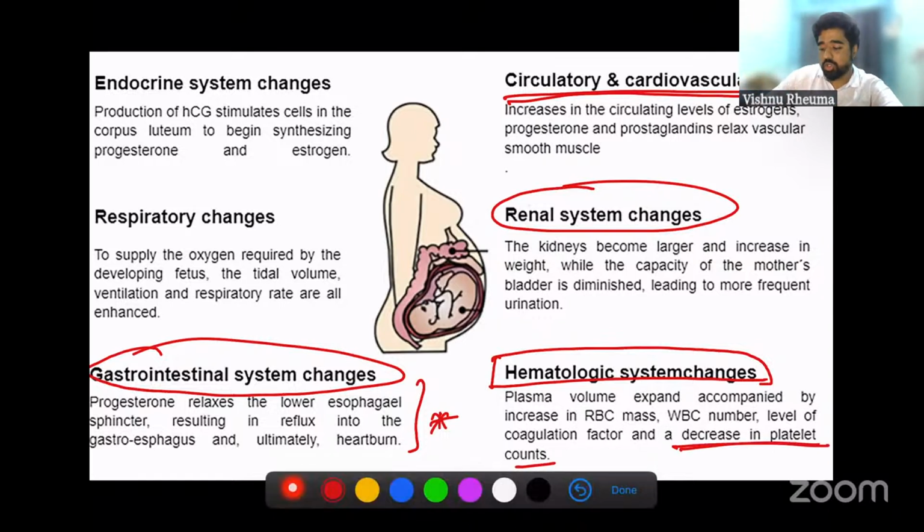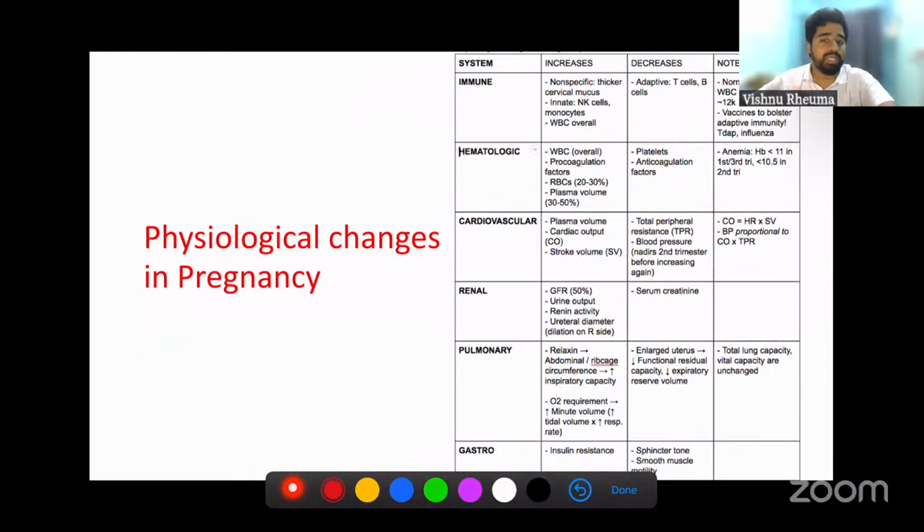Similarly, platelet counts also change because of dilutional reasons. Apart from these, we'll discuss in a little bit of detail what the immune changes are. To tell you basically, the innate immunity stays in the usual state, that is, your innate cells like your NK cells and monocytes all stay normal.